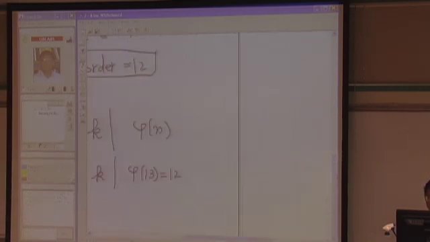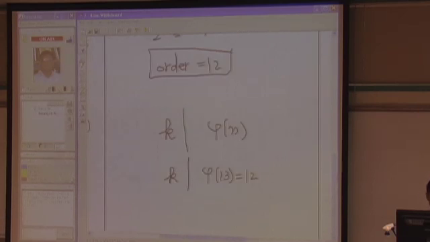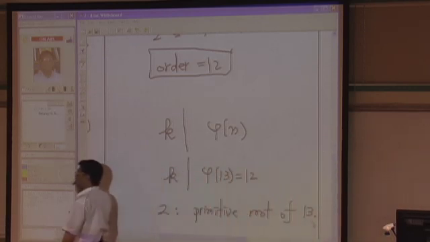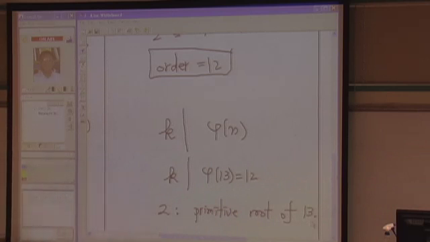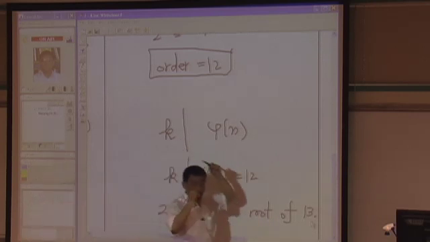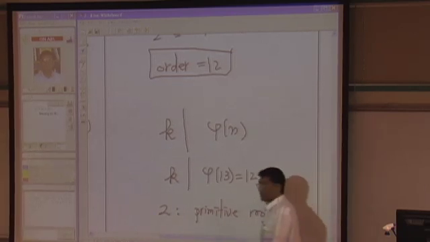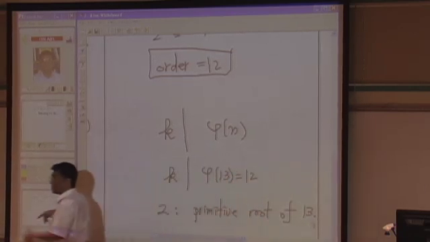Is 2 a primitive root of 13 or not? Yes. Why? Because it achieves 1 when the power is phi of 13, which happens to be 12. So 12 is the smallest number possible achieving it. That kind of number is called a primitive root. So 13 has a primitive root. You already know the principle.